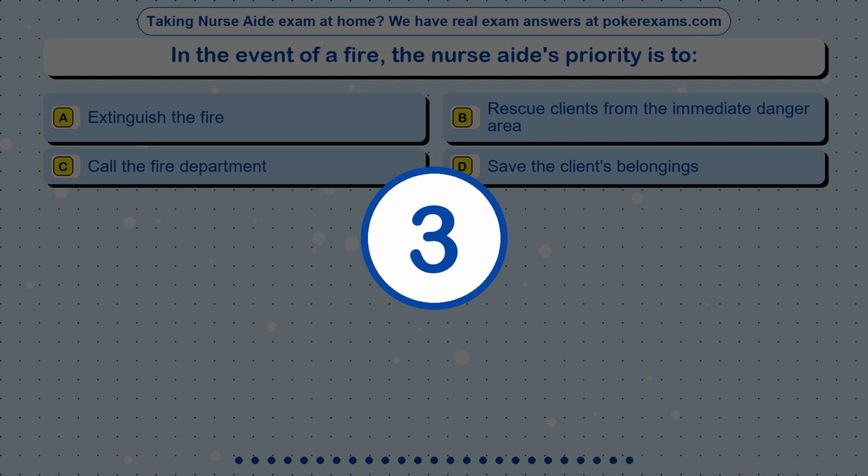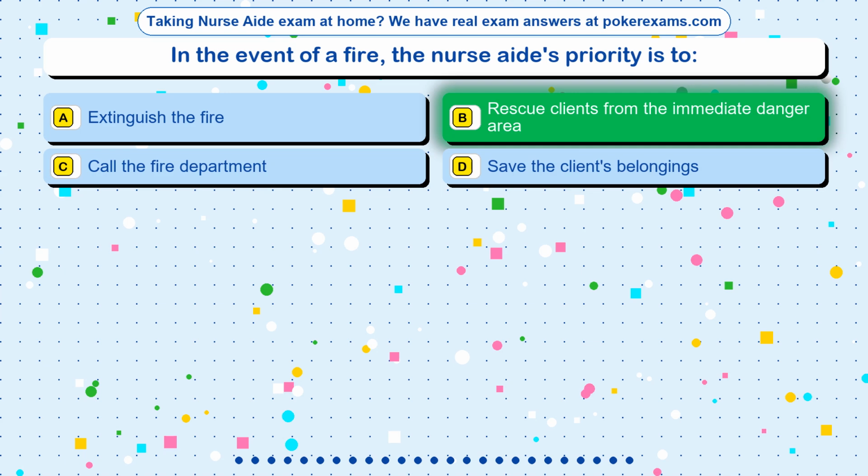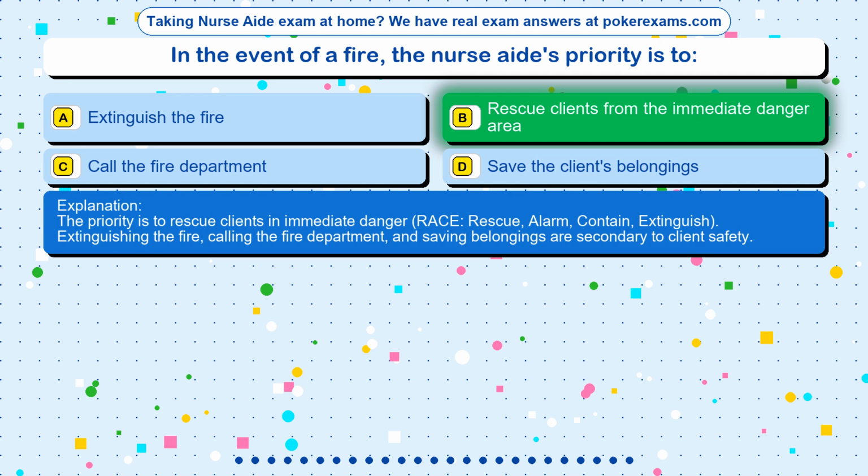The correct answer is option B, rescue clients from the immediate danger area. The priority is to rescue clients in immediate danger. RACE: rescue, alarm, contain, extinguish. Extinguishing the fire, calling the fire department, and saving belongings are secondary to client safety.